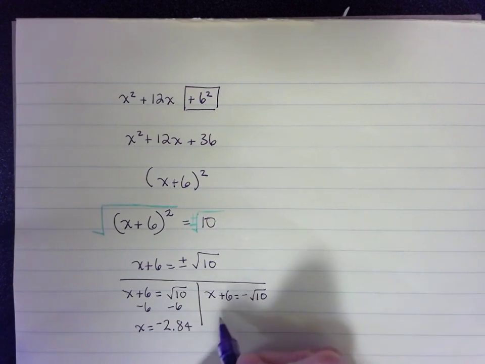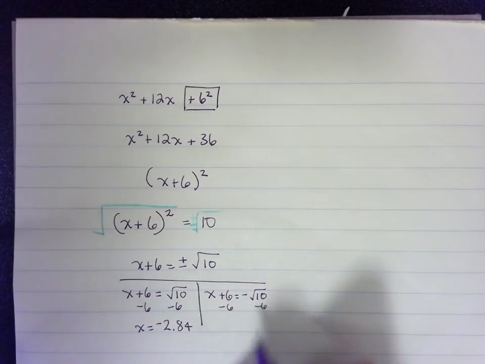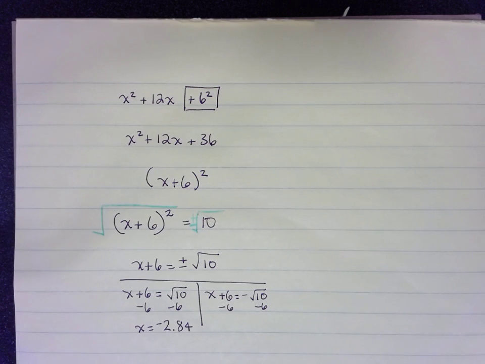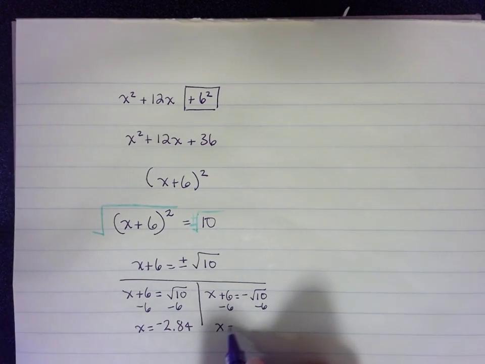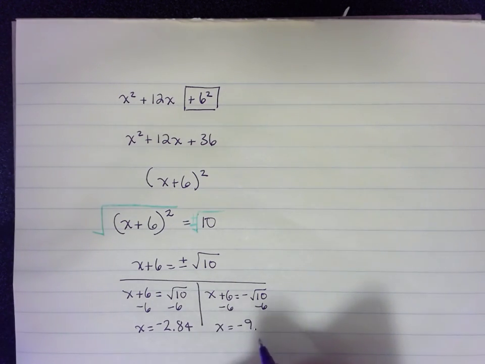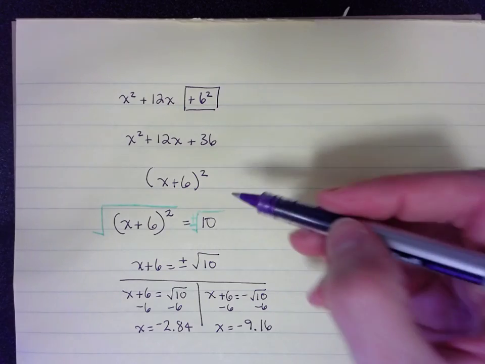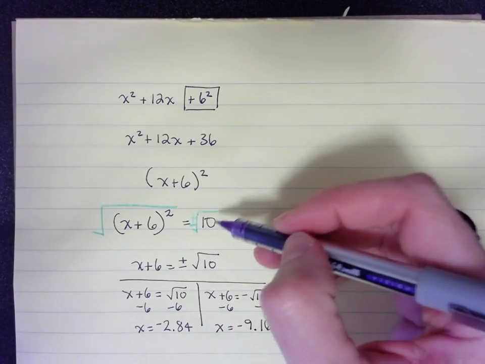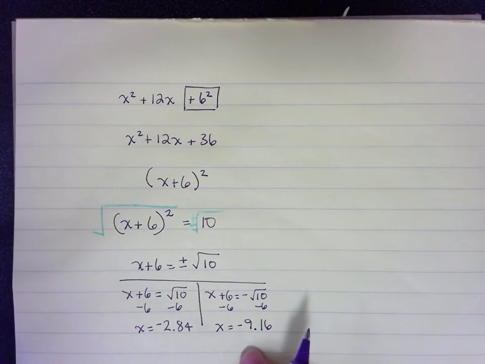That's the first one. Then I'm going to subtract 6 on this side, and I'm going to do the same thing. I'm going to do the square root of 10, enter, negative, and then I subtract 6, and I get x equals negative 9.16 to the nearest hundredth. So I have a final answer here. And as long as I can get an equation to look like this, I can solve it.